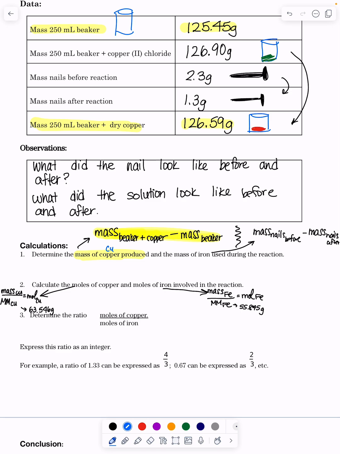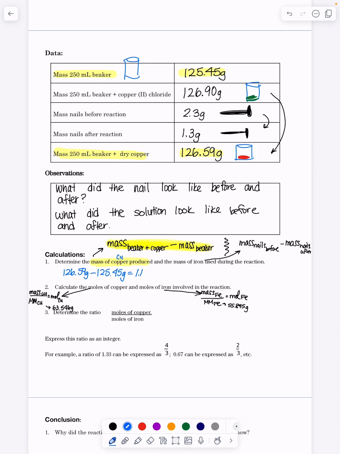So for example, if I want to do the math here and get the mass of my copper, I'm going to do the mass of beaker and copper, which for me was 126.59 grams, minus the mass of the beaker by itself, 125.45 grams, and in the end I get 1.14 grams of copper. That's my data.